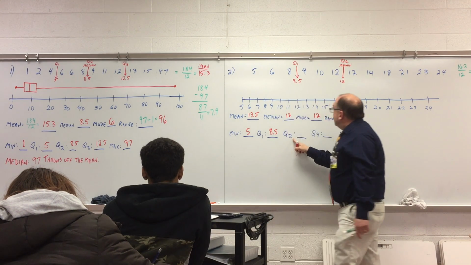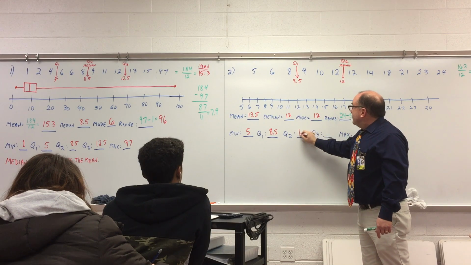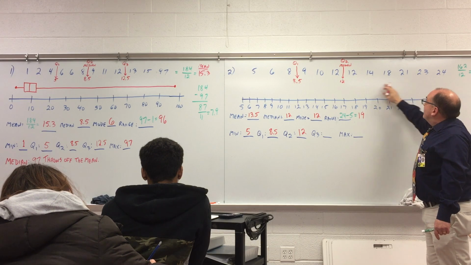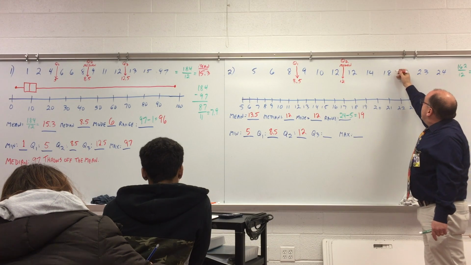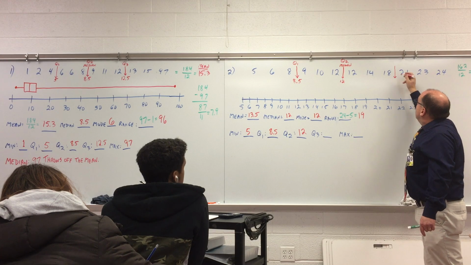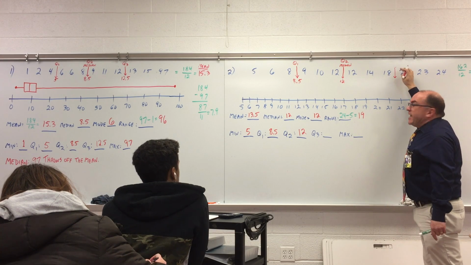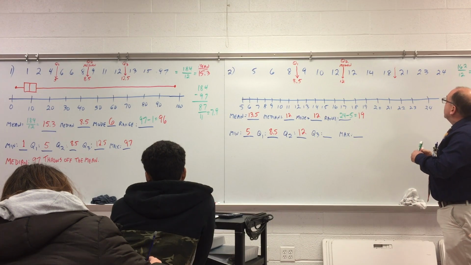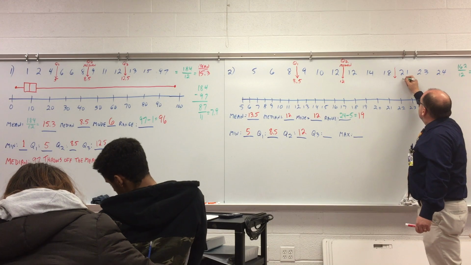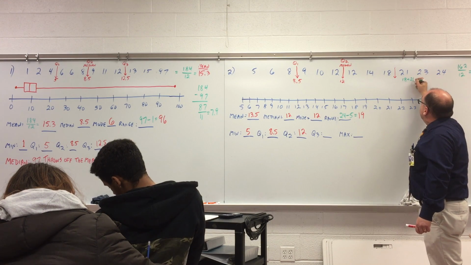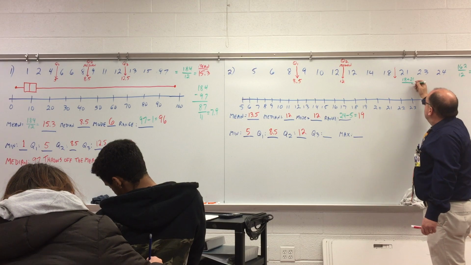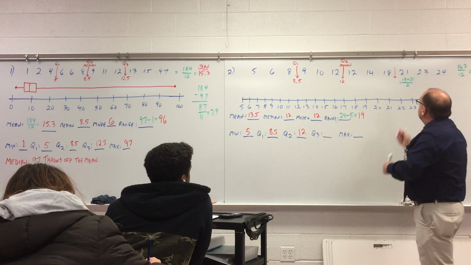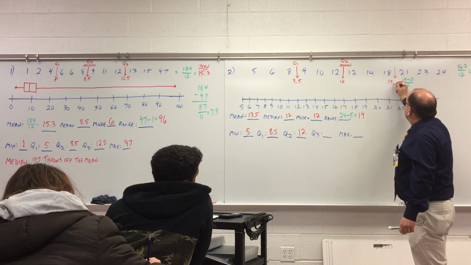We already found Q2, that was the median. That was 12. Q3, we have 6 numbers over here. 1, 2, 3. Now, okay, how did you do that? You add them together and balance. All right. Darian correctly says we're going to take 18 plus 21, add them together, hit equals, and divide by 2. When you do that, you will get 19.5.